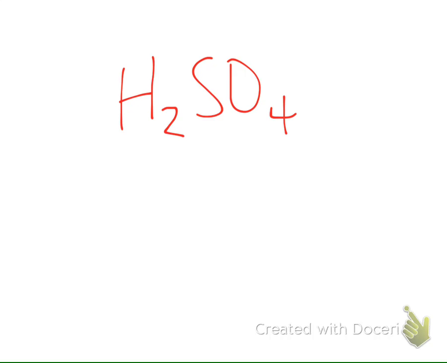Let's look at H2SO4. Can anyone name that compound? Hydrogens are bonded first, so that gives us a clue that it's an acid. So if it's an acid, we look at what our anion is here. What's this molecule right here? Sulfate. So it's called sulfuric acid.